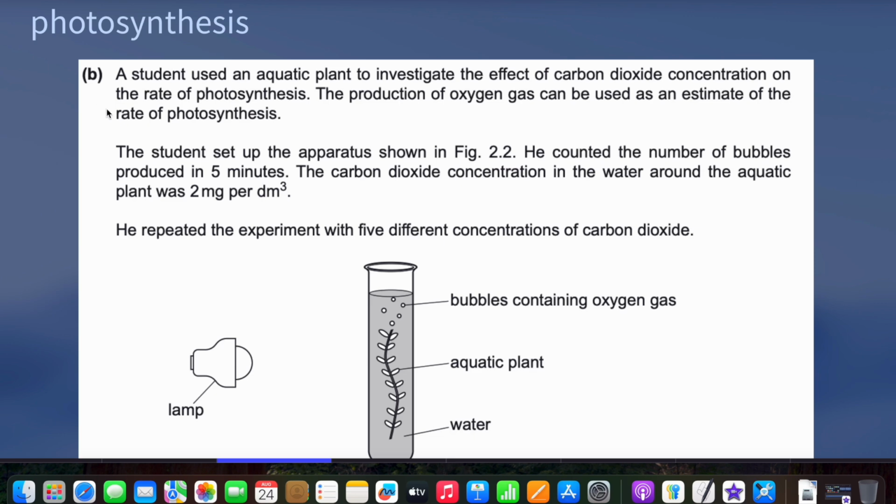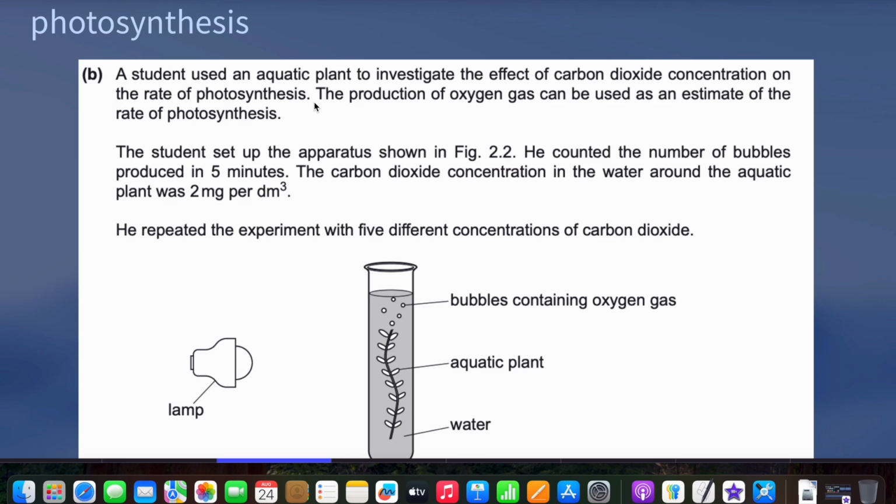A student used an aquatic plant to investigate the effect of carbon dioxide concentration on the rate of photosynthesis. So remember, whatever the student changes is the independent variable. In this case, it's the carbon dioxide concentration. And what does the student measure? The rate of photosynthesis, right? So this is our dependent variable.